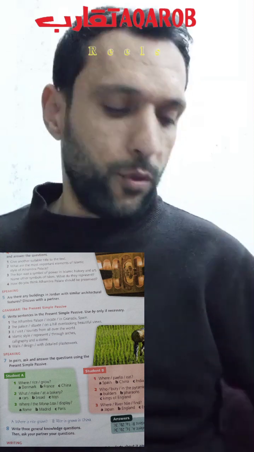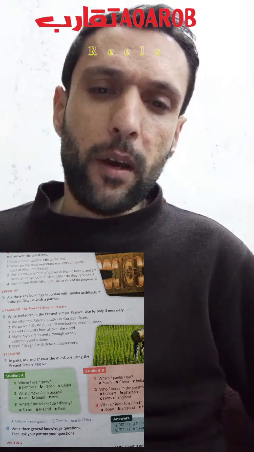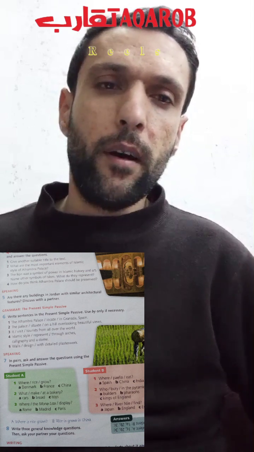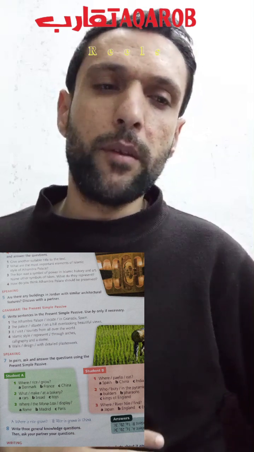We use the passive in general to talk about an unknown subject, or we sometimes don't want to mention the subject, so it is a good way to delete the subject and to replace it with the object.